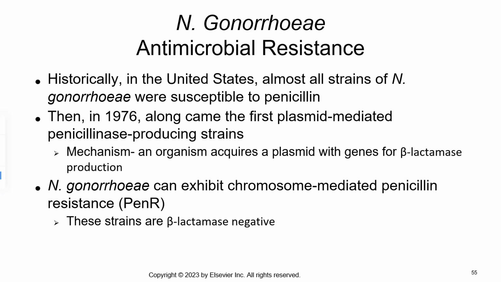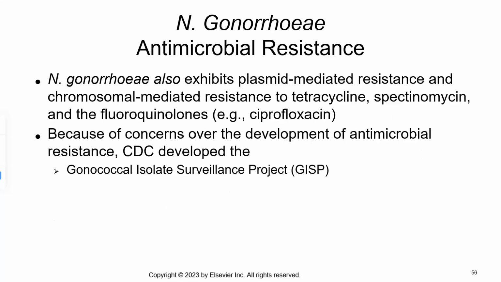Historically, in the United States, almost all strains of N. gonorrhoeae were susceptible to penicillin. Then, in 1976, along came the first plasmid-mediated penicillinase-producing strains. Mechanism: an organism acquires a plasmid with genes for beta-lactamase production. N. gonorrhoeae can exhibit chromosome-mediated penicillin resistance, and these strains are beta-lactamase negative. N. gonorrhoeae also exhibits plasmid-mediated and chromosomal-mediated resistance to tetracycline, spectinomycin, and fluoroquinolones, such as ciprofloxacin.